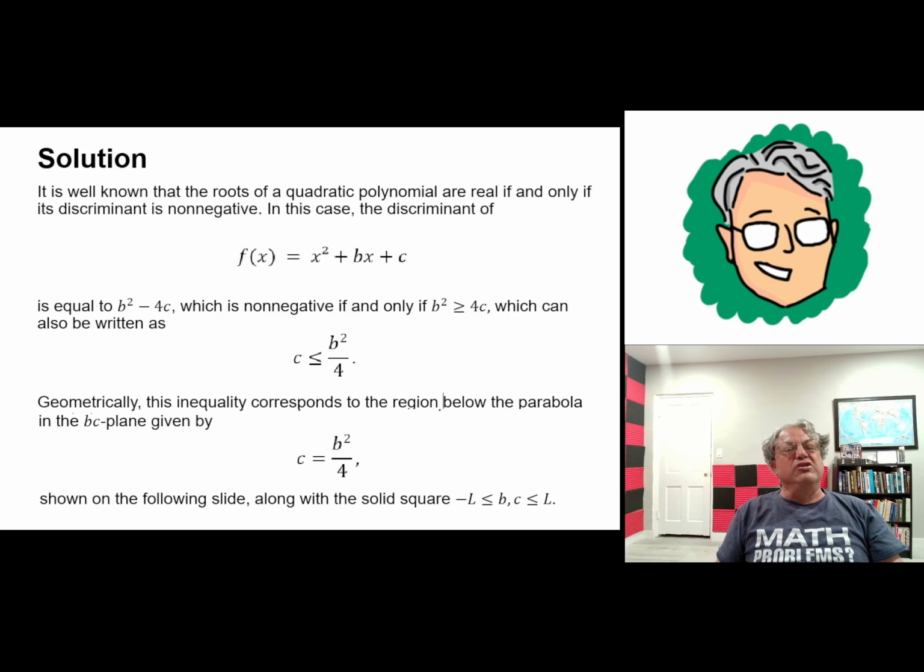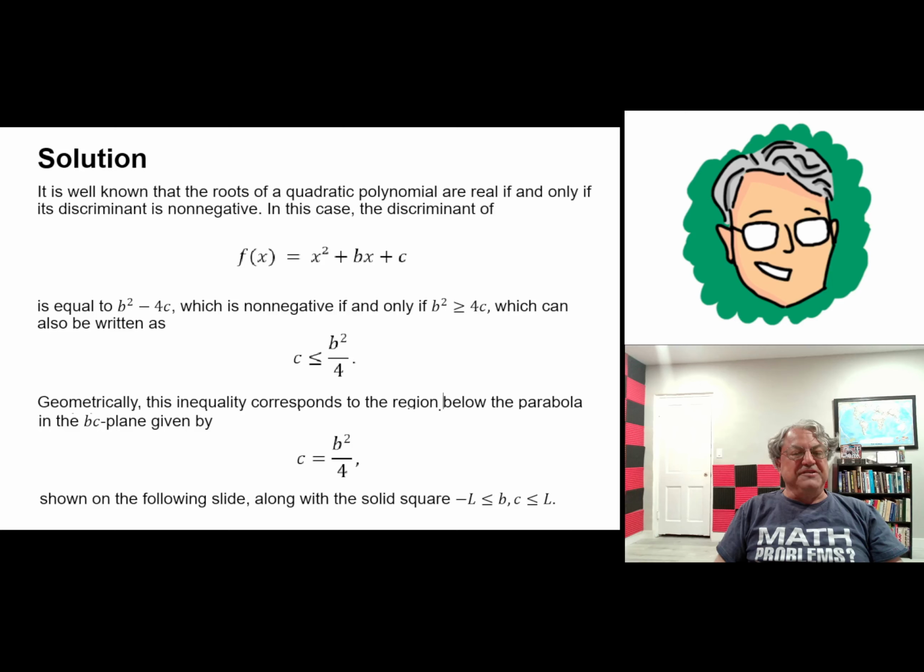So what do we know? When are the roots of a quadratic polynomial real? I think you probably learned this in high school. Usually you write the polynomial as ax squared plus bx plus c, and you probably learned the quadratic formula that says that the roots are minus b plus or minus the square root of b squared minus 4ac all over 2a. Well, that square root tells you whether or not the roots are real.